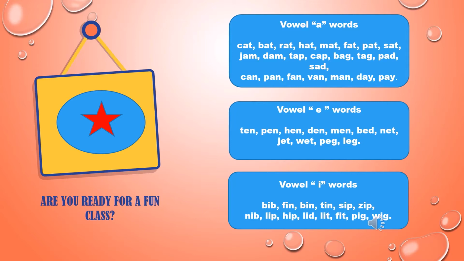The first vowel is A. Some examples of A words are cat, bat, rat, hat, mat, fat, pat, sat, jam, dam, tap, cap, bag, tag, day, man, pay, and many more. The second vowel is E. The words are ten, pen, hen, den, men, bed, net, jet, wet, and many more.